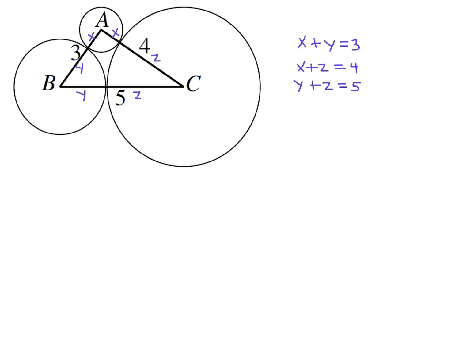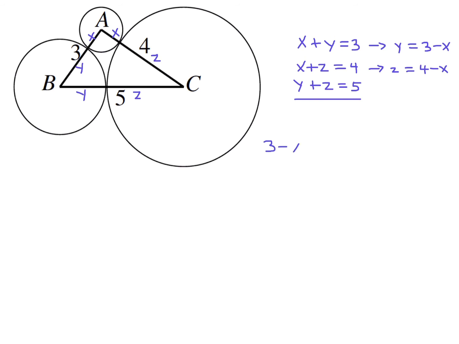Correct? So in any way you want, let's see here. This one will give me Y is equal to 3 minus X. And this one will give me Z is equal to 4 minus X. And then I can sub both of those into here.